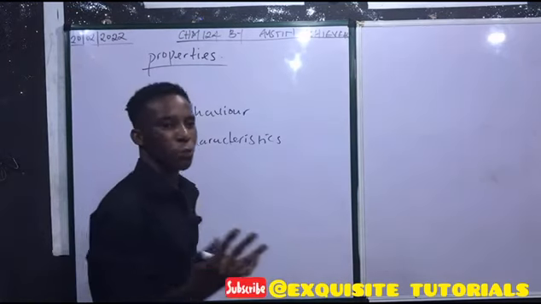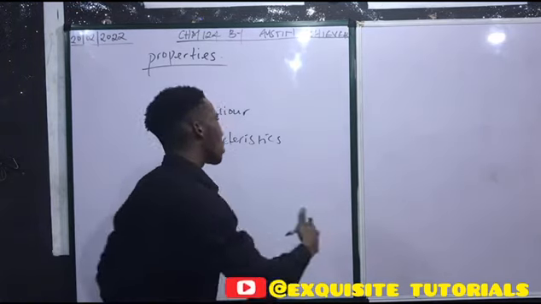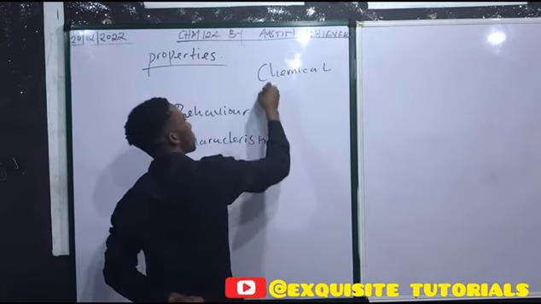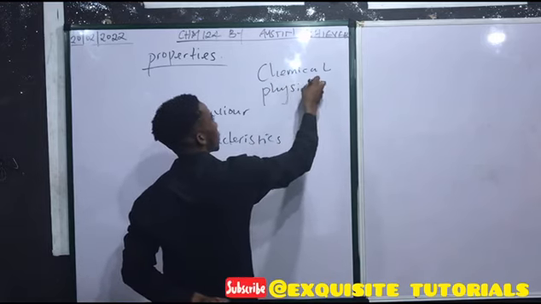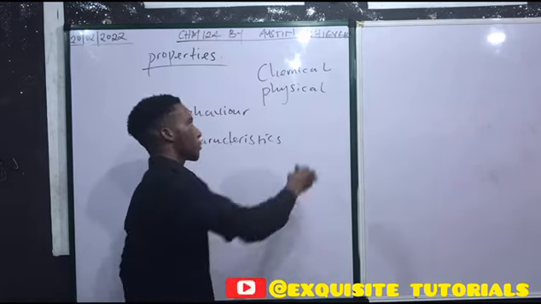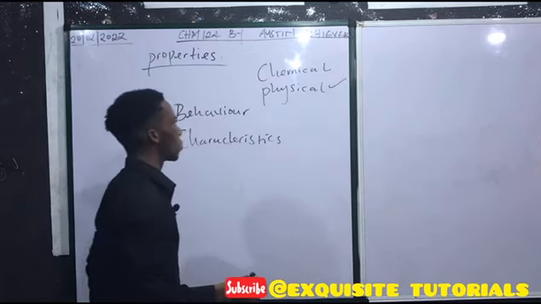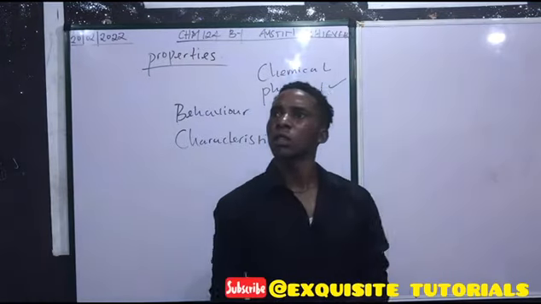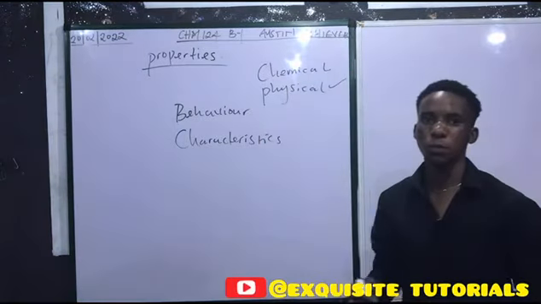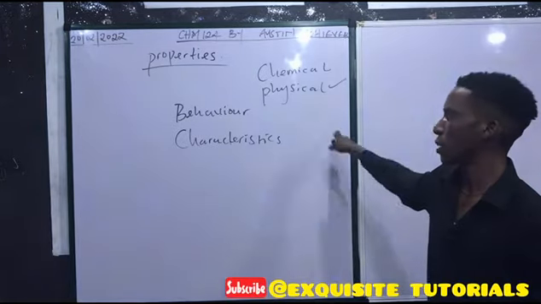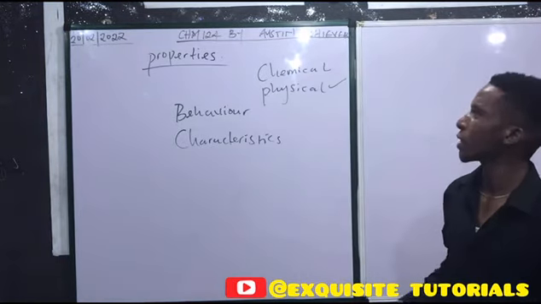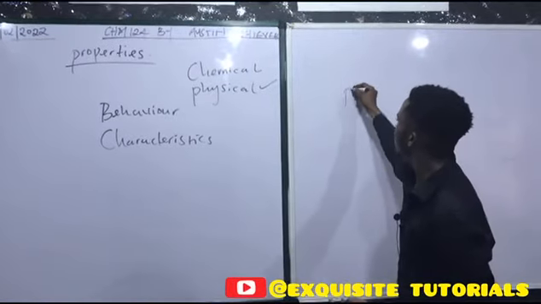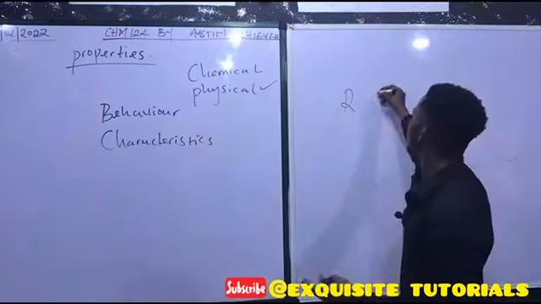Now, what are their properties? There are two types of properties in chemistry in general. We have chemical. We have physical. Now we will be talking about the physical properties of alcohols. Now, it is very simple to know the properties of alcohols. Remember, when we started this class, I said that this is an alkyl group and this is a hydroxyl group.